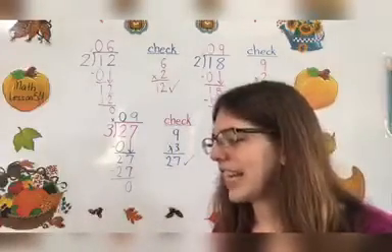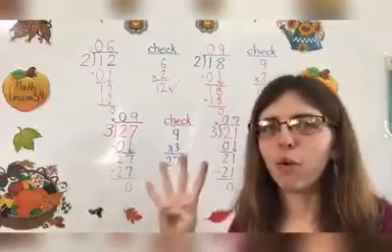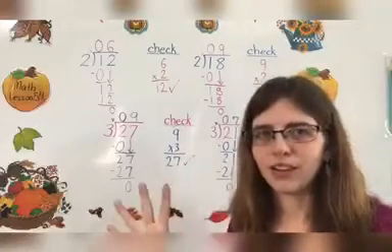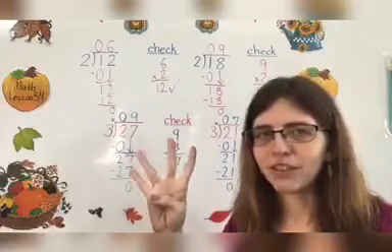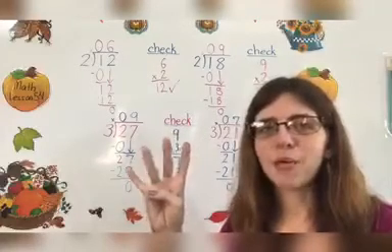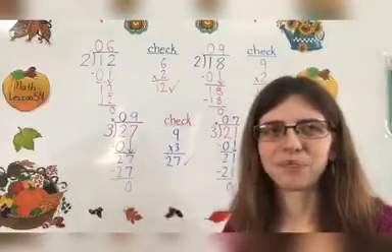Okay, letter C. How many groups of 5? Well, I have 4 brown squares. Do I have 5? Do I have any groups of 5? No, because I only have 4. So once again, your answer is 0.